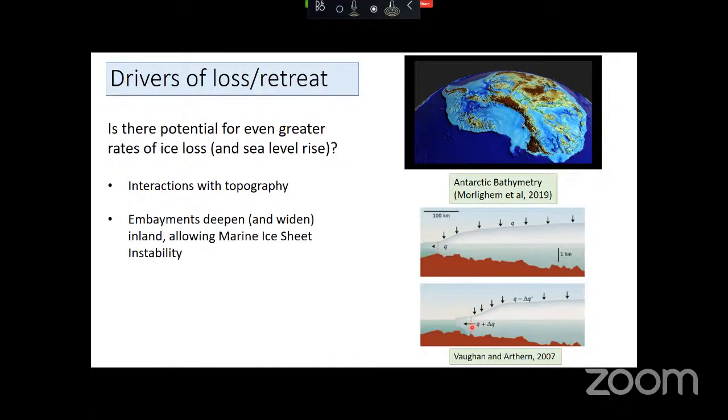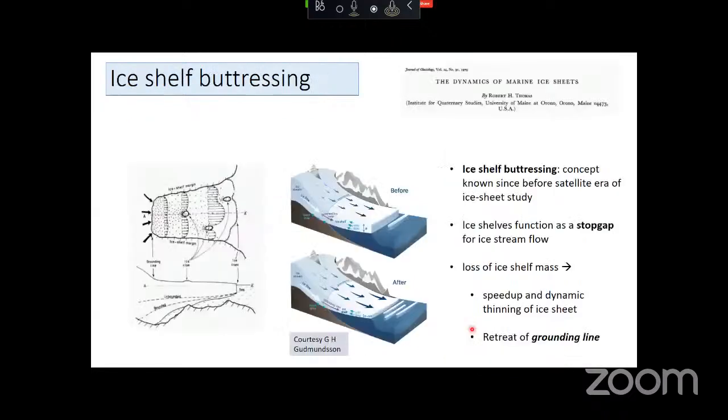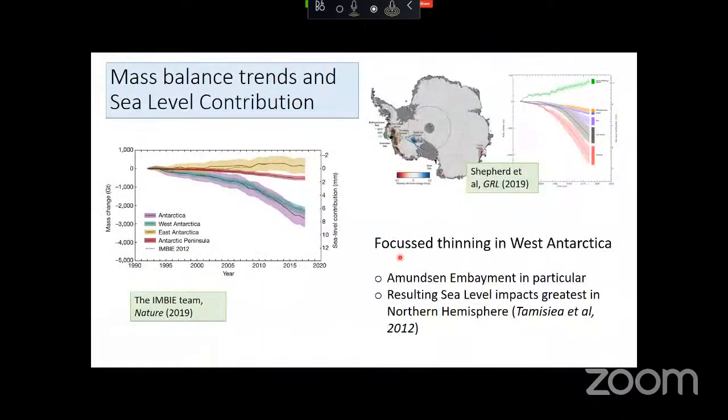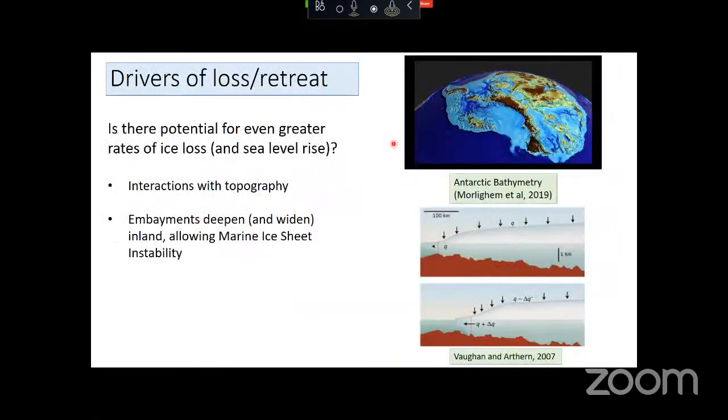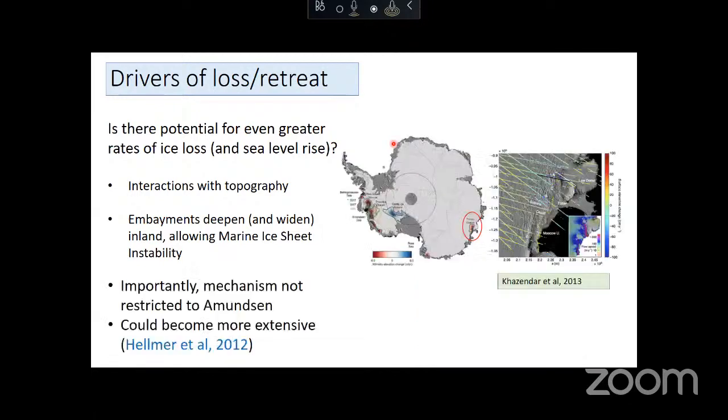So if this were to happen again and again, this could lead to some sort of runaway process if buttressing didn't then act to slow it down. And we think that in a lot of cases it might not be able to slow things down enough, and that might be what's leading to these really, really fast rates of loss. So it's important to realize that this marine ice sheet instability, which can potentially be induced by warming oceans, isn't restricted to the Amundsen sector.